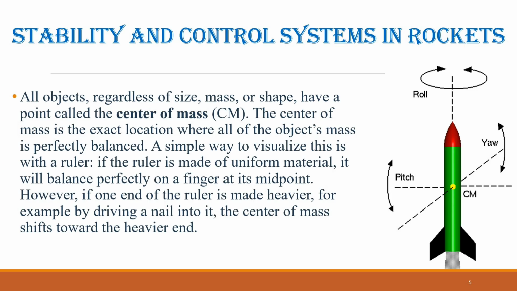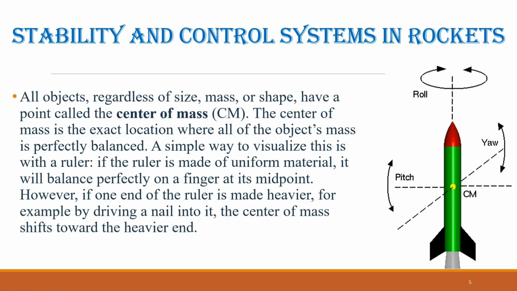However, if one end of the ruler is made heavier, for example by driving a nail into it, the center of mass shifts toward the heavier end. In rockets, the center of mass is crucial because it is the point around which the rocket rotates or tumbles when unstable. Any object in flight exhibits some form of rotation.